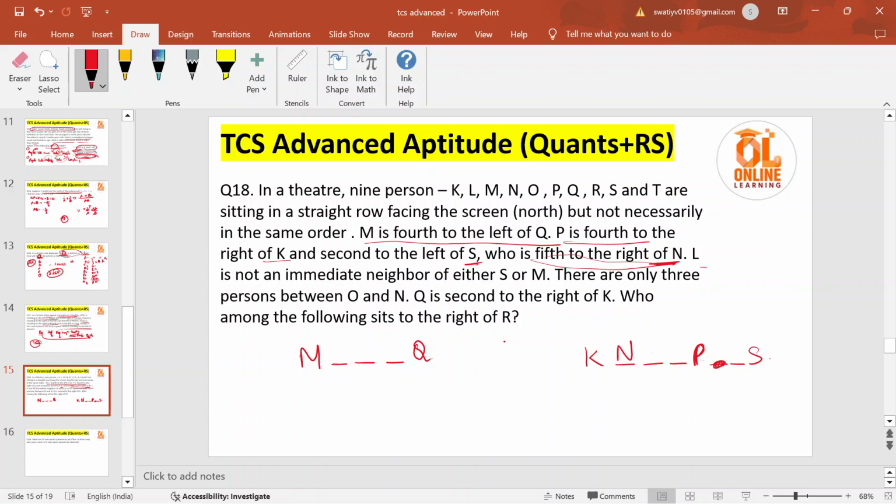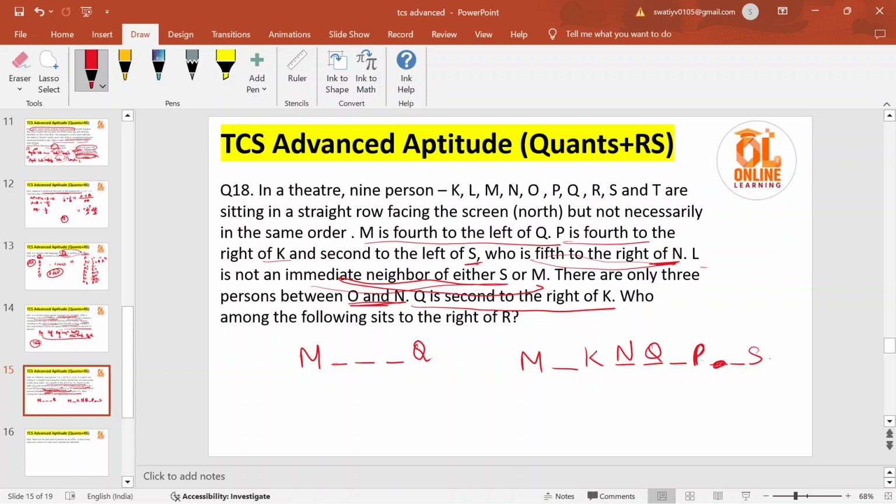L is not an immediate neighbor of S or M. There are only three persons between O and N. Q is second to the right of K. Right of K is what? Right of K is this. So Q is second, so Q must be here. So where will M be? So 1, 2, 3, and M is here.